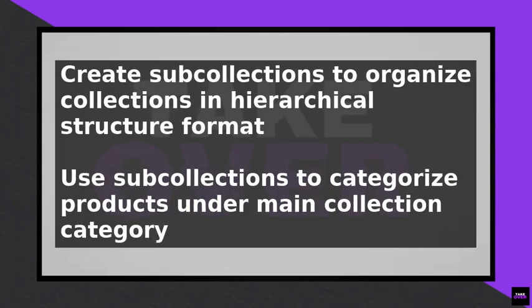You can create multiple collections to categorize your products in different ways, such as by product type, price range, or brand. To organize your collections in a hierarchical structure, you can create subcollections. A subcollection is a collection that is nested under another collection. For example, if you have a collection for clothing, you can create subcollections for tops, bottoms, and dresses.